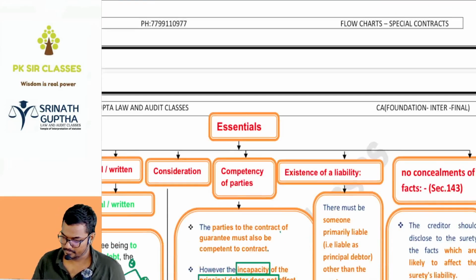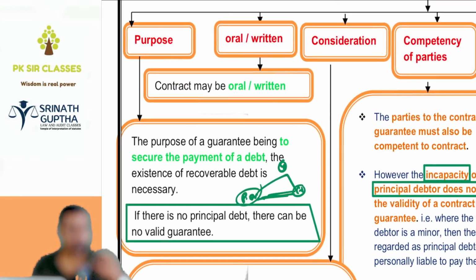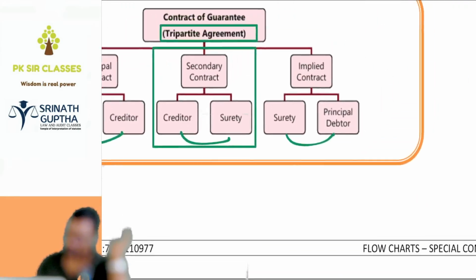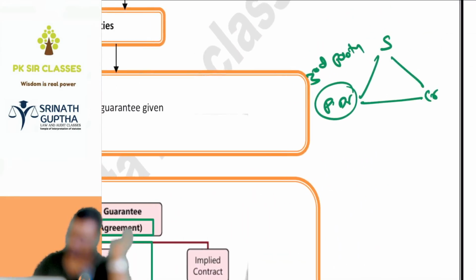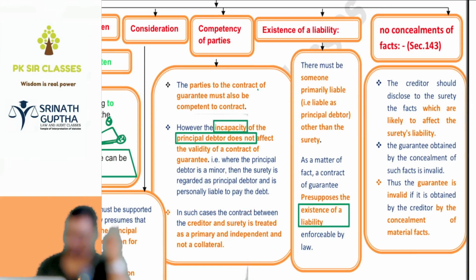Then next, essentials of the contract of guarantee. There must be some purpose. The purpose of the contract of guarantee is to secure the creditor. Next, the agreement can be oral or written. Consideration: money given by the creditor to the principal debtor is the consideration to the surety. Done. Stranger to consideration. Competence of the parties. The principal debtor can be competent to enter into a contract, or he can be incompetent to enter into a contract, but the surety must be competent to enter into a contract.